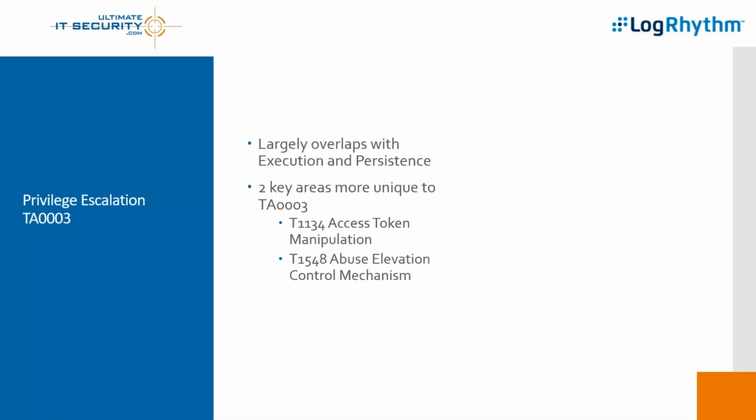Privilege escalation. So that's like getting admin, basically. Now, when you drill down into privilege escalation in MITRE ATT&CK, the techniques comprising it largely overlap with execution and persistence. So we've covered most of that. There are two key areas that are more unique to privilege escalation, and that's access token manipulation and just your standard privilege escalation attacks through a buffer overflow or something else.